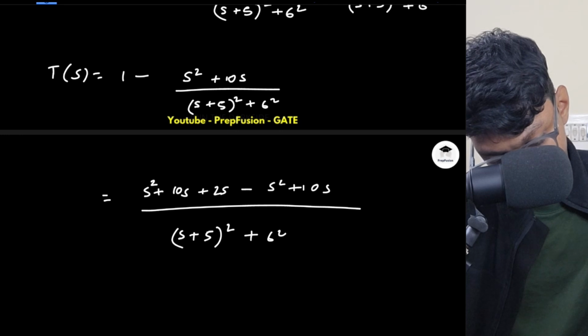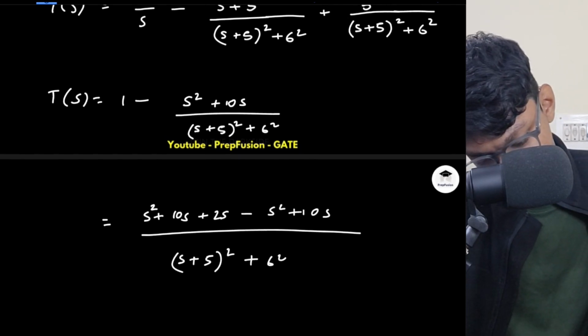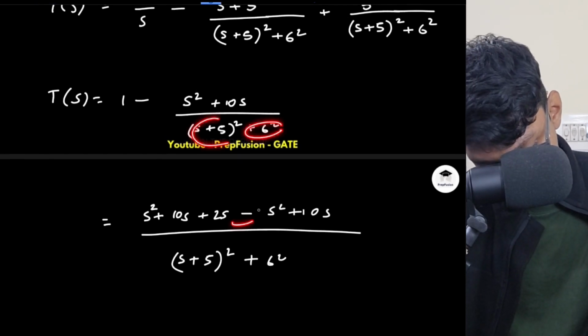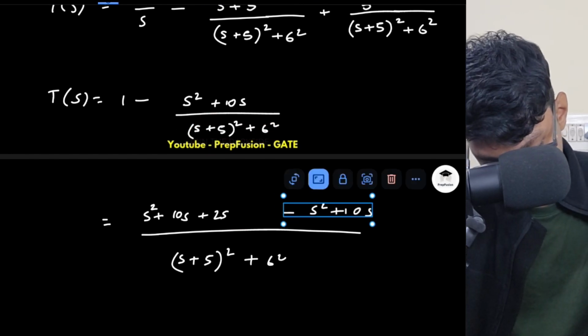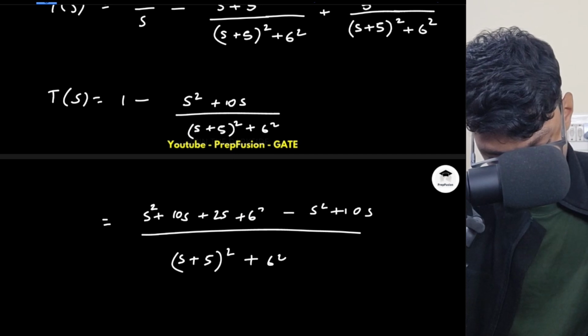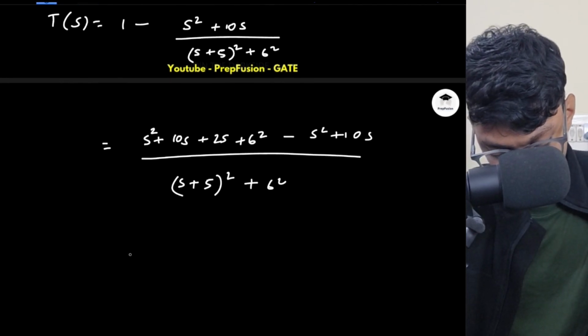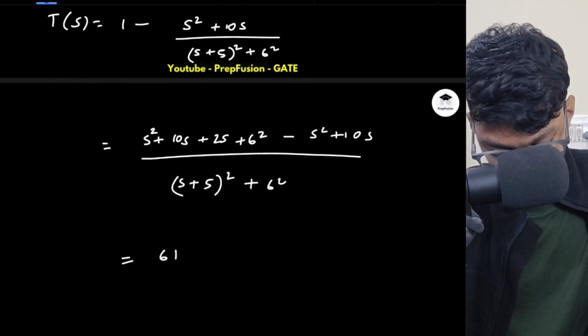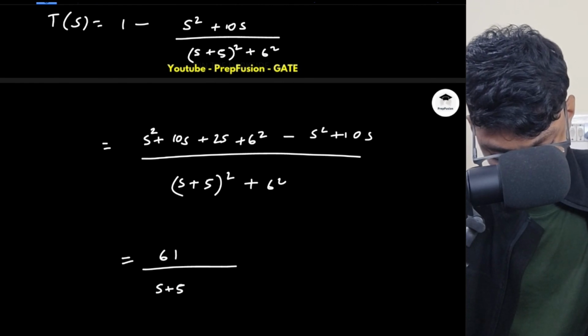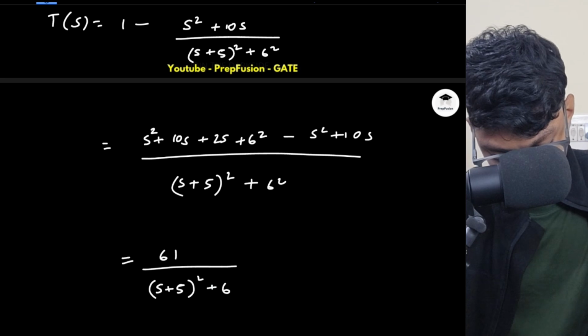Am I missing something? Yes, I am missing another thing as well. This is there, plus 6 square, right? I should have written here plus 6 square. This also was there. So it will be 25 plus 36, which is 61. 61 divided by s plus 5 whole square plus 6 square.